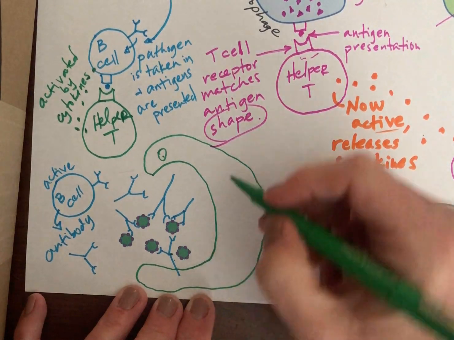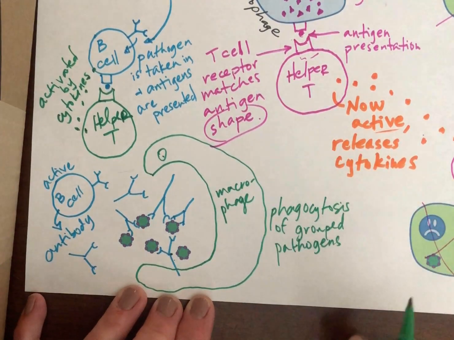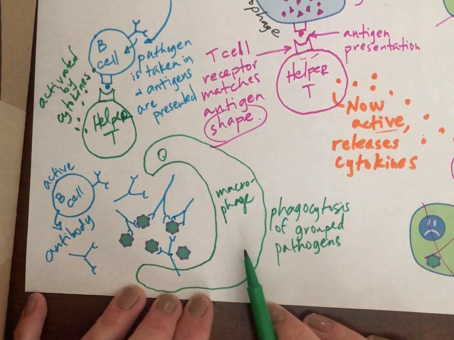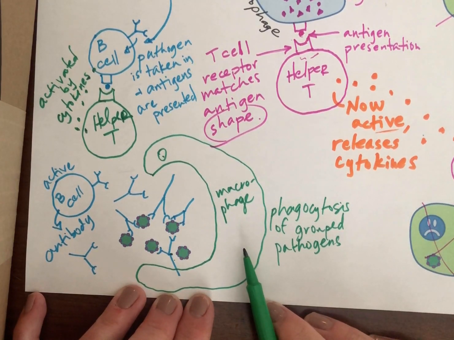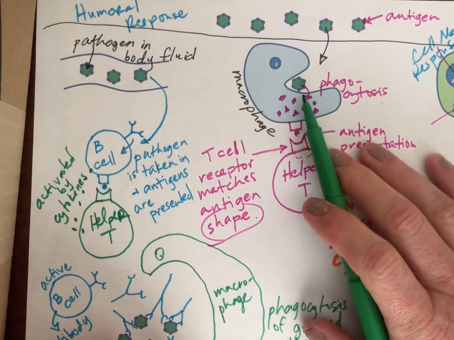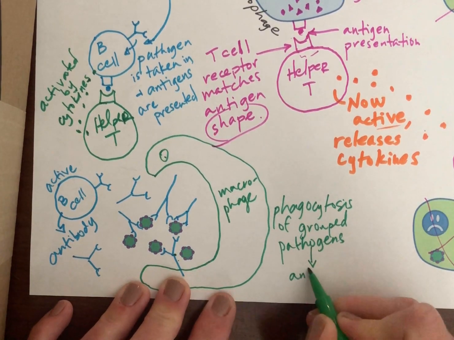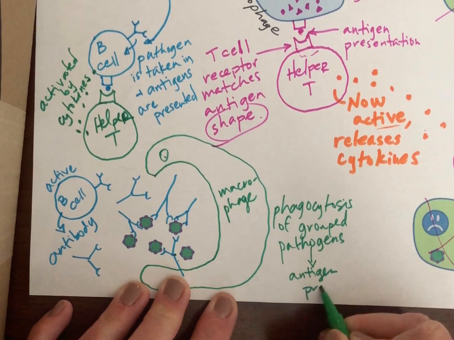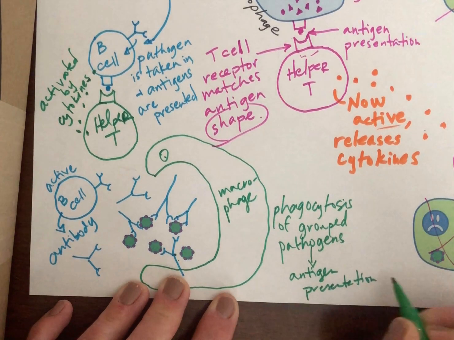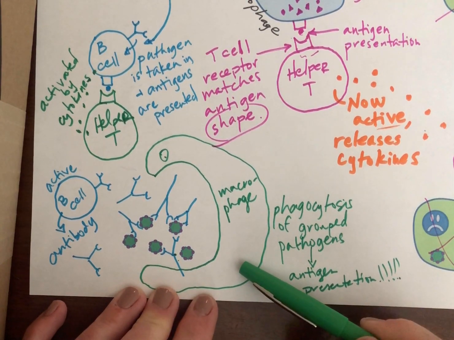The macrophage is going to, let's just write it, macrophage is going to destroy those pathogens. So we're accomplishing the goal of the humoral response. But the key here is that this step looks a lot like this step. And so this is going to lead to more antigen presentation. Why is that a big deal? Because this is an example of positive feedback, okay?